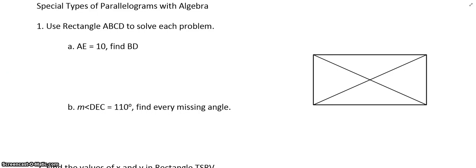Today is special types of parallelograms with algebra application. So, we're taking all the properties we know about rectangles, rhombi, and squares, and now we're putting some x's and numbers to them and finding some missing parts. Let's take our note sheet and begin by labeling each piece. We're using rectangle ABCD, and we've got two problems that go along with this shape.